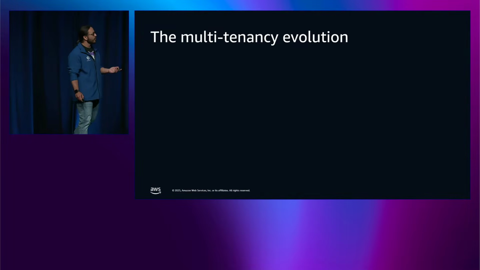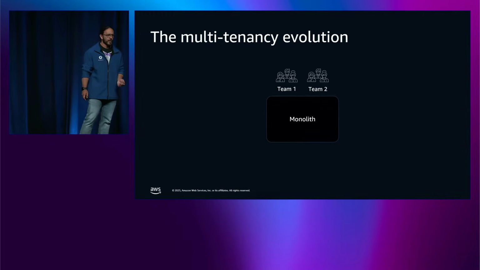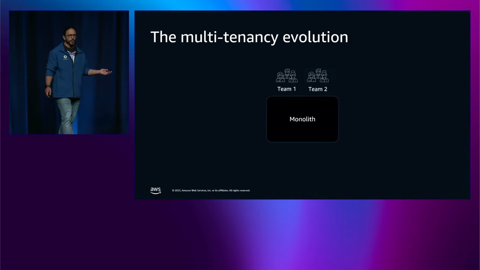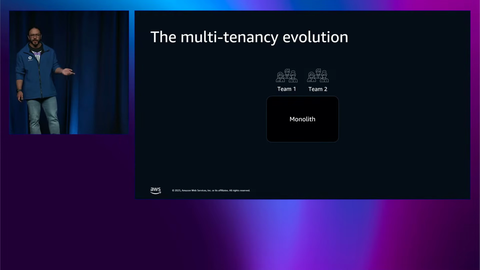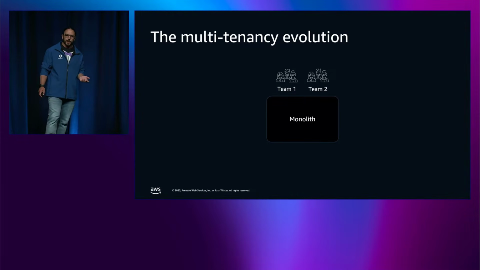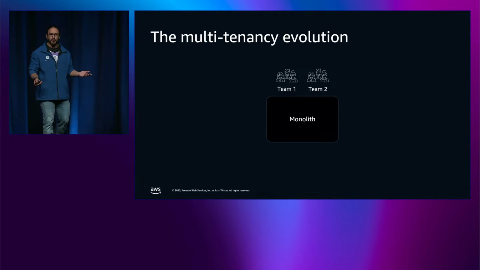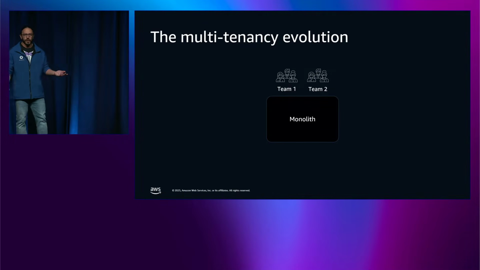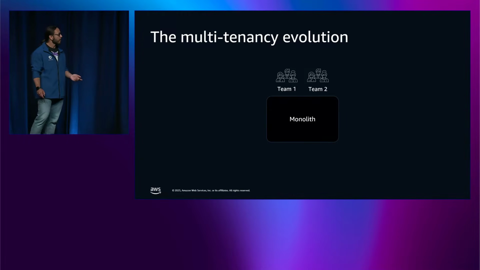So the multi-tenancy evolution started with a monolith. You had one team or two teams managing one specific application. There's nothing much to do, it's just one piece, a black box. They don't have too much interaction. They don't have too much connection like microservices.